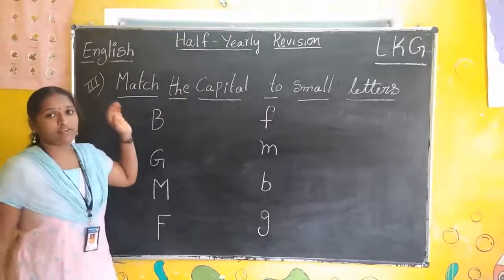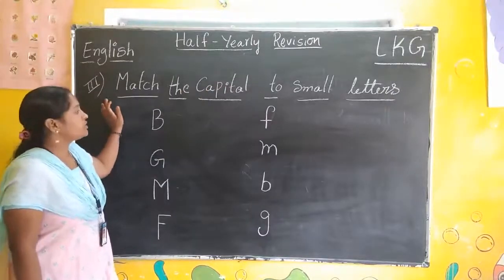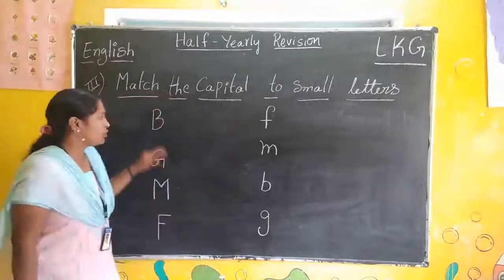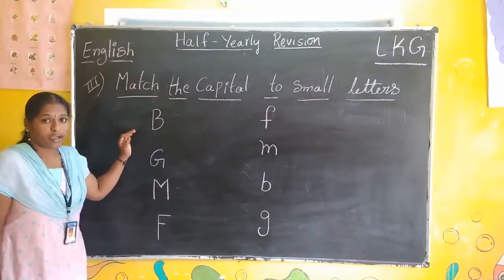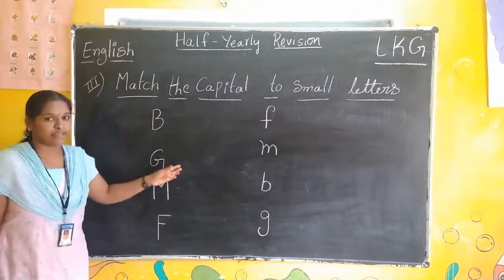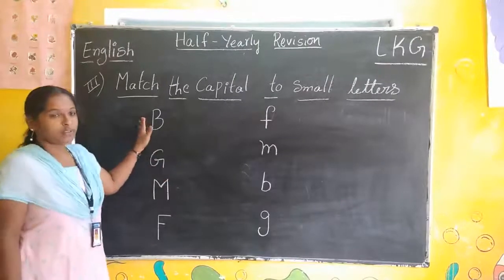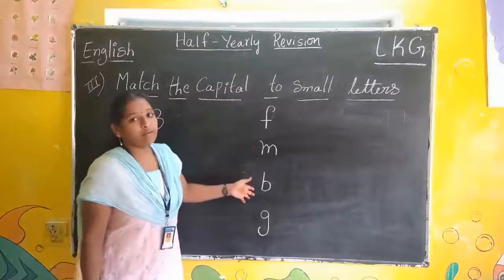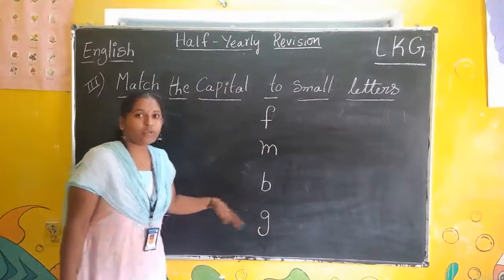Today, I will tell you the third bit. What is the third bit? Match the capital to small letters. Look here, children. Already, I have given here some letters in two columns. This column, capital letters. This side, small letters. Okay?